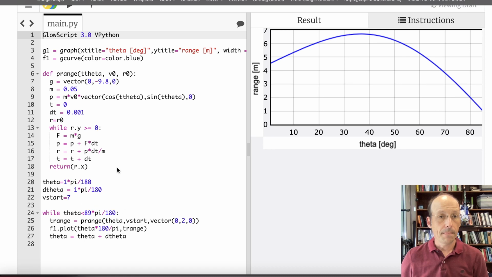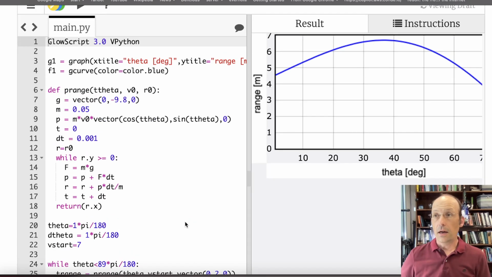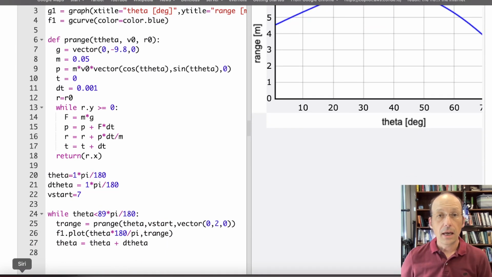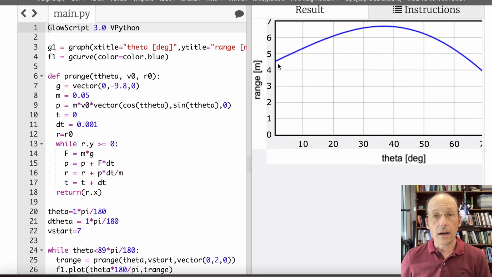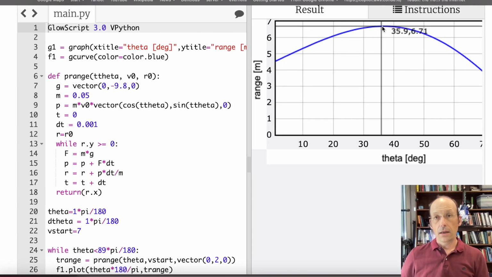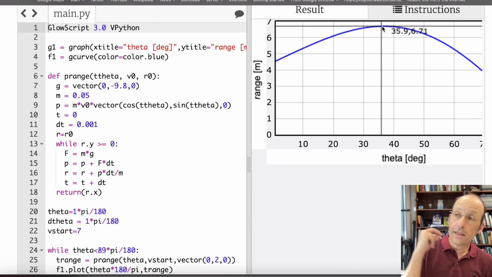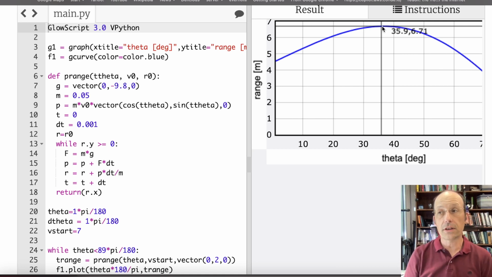In this case, I launched it at 2 meters above the ground. That's what this 2 right here is. And with that, the maximum range, you can kind of just get from the graph as 35.9 degrees. Now, I want to add air resistance. I want to do some cooler stuff. So I don't want to get the max range from the graph. I want to actually print out the max range.